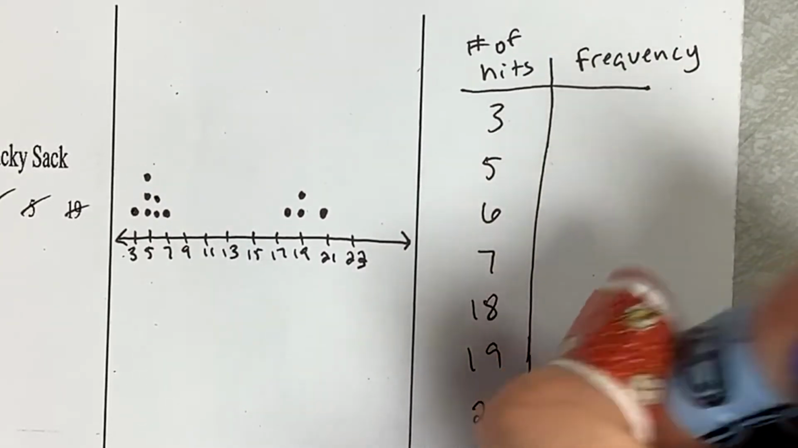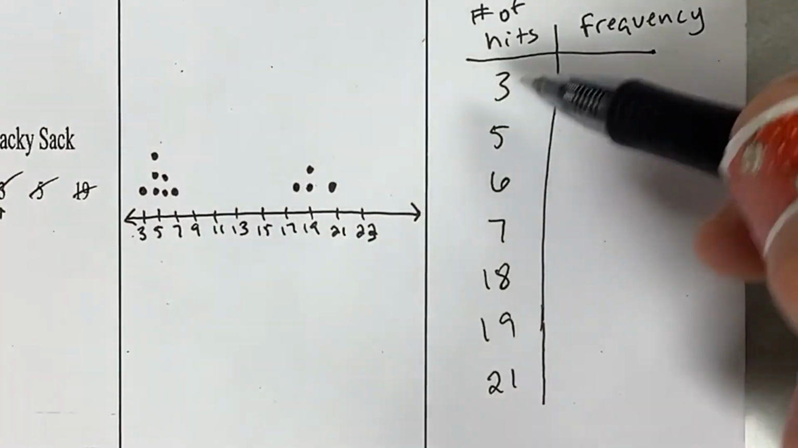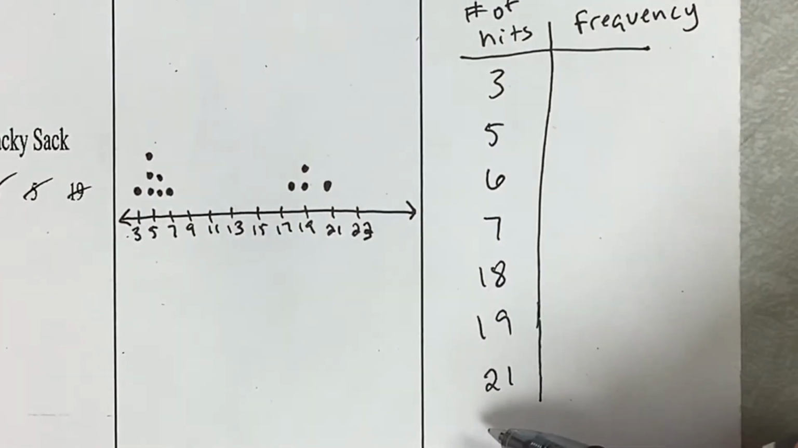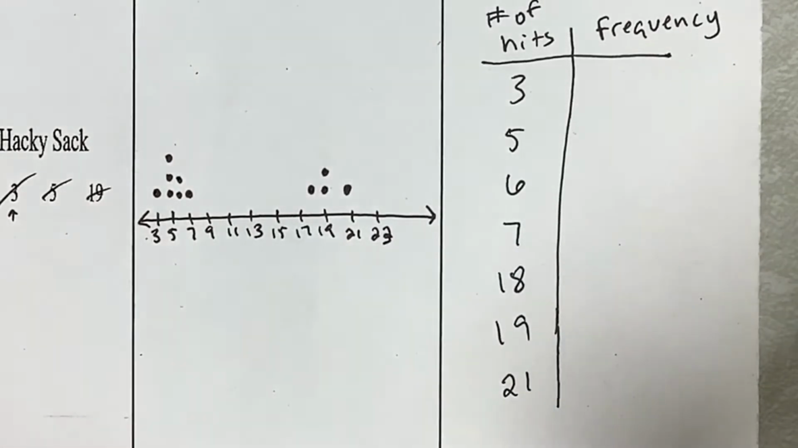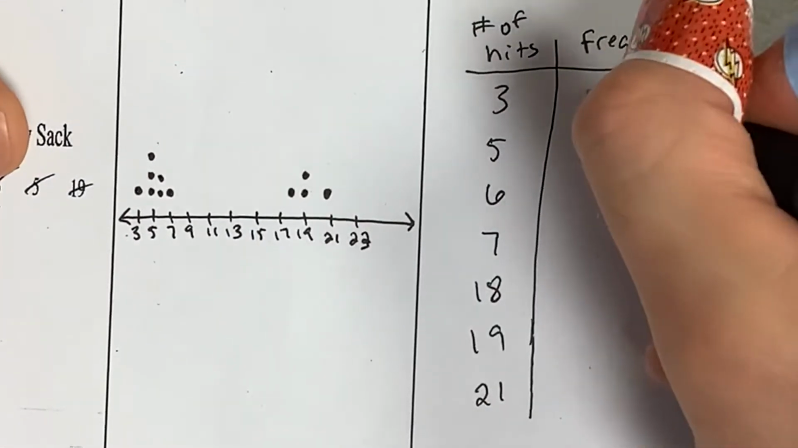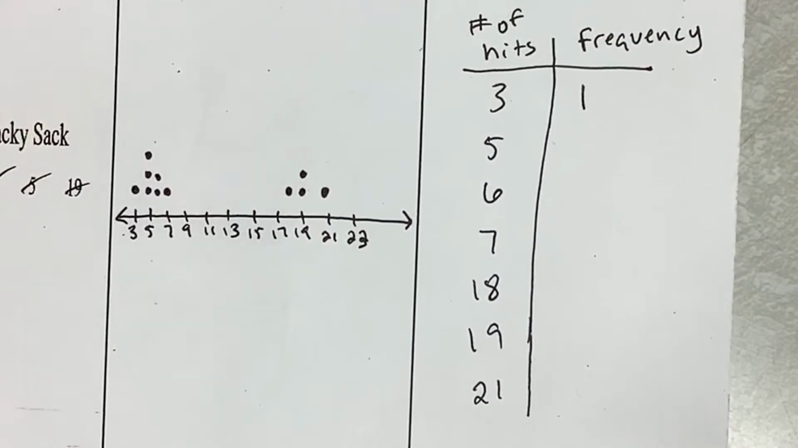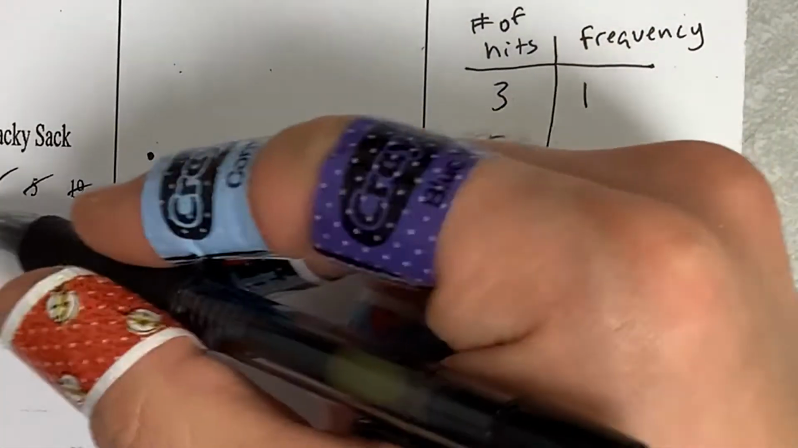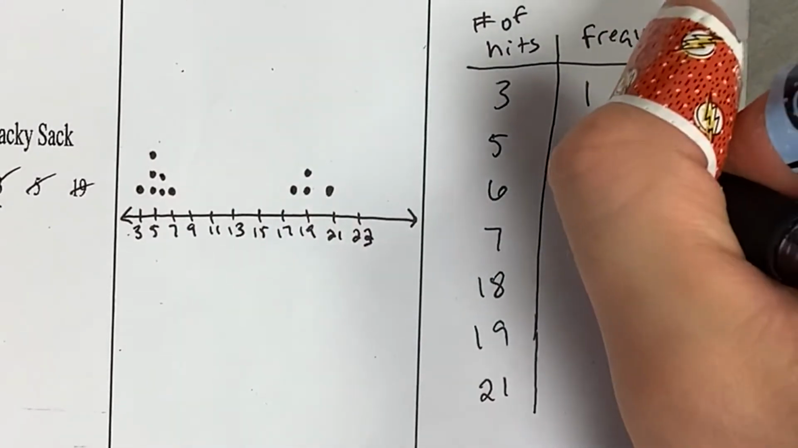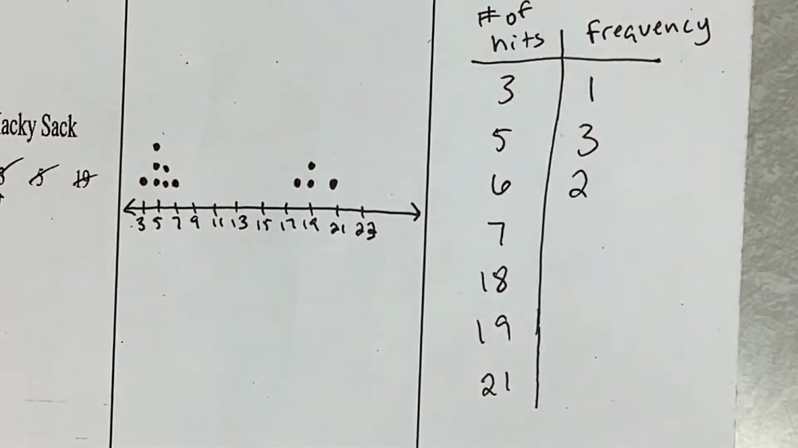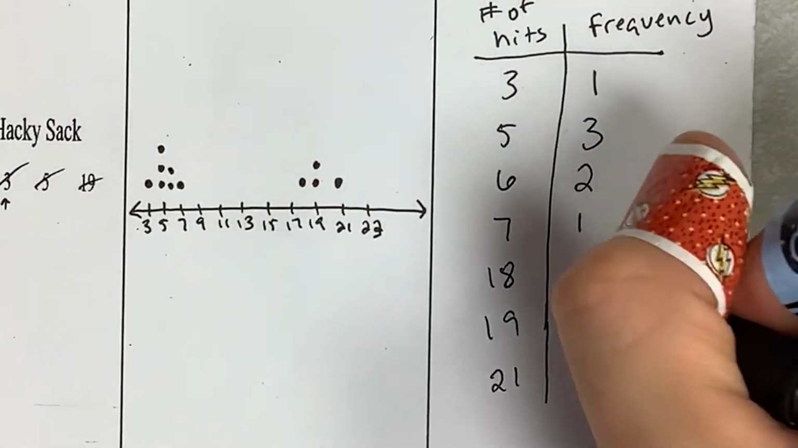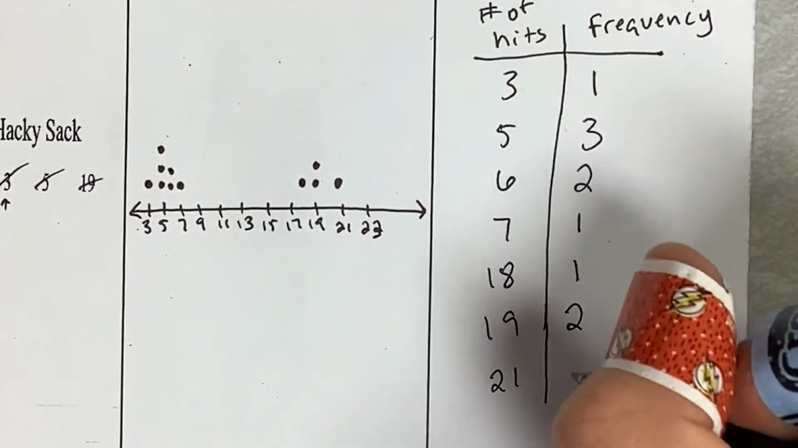So all I'm doing on this side, I'm listing every number you see, just list it one time, but make a list of all the numbers that you've seen in my data. And now in my frequency side, I'm going to tell you how many times I've seen those numbers in my data. So for instance, I only seen one 3, so there's one 3. When we talked about 5s, remember, we can look at the dot plot or look in the thing itself. There were three 5s. So I'm going to put 3 in my 5 section. There was two 6s. There was one 7. One 18, two 19s, and one 21.